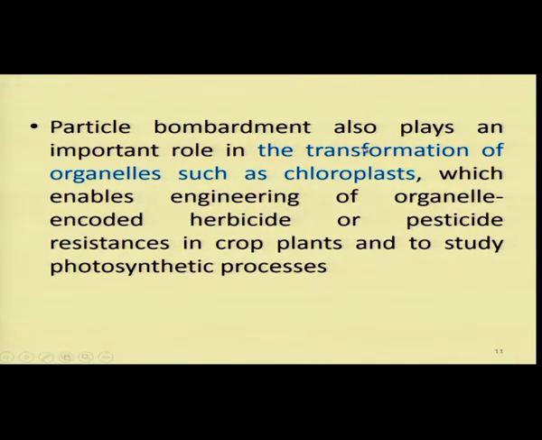Particle bombardment also plays an important role in the transformation of organelles such as chloroplasts, which enables engineering of organelle-encoded herbicide or pesticide resistance in crop plants and to study the photosynthetic process. When you do a nuclear transformation, that is you introduce the transgene into the plant nucleus, there is a fear that it might get spread because of ovum or it might get spread via pollen, and so many other difficulties are there.